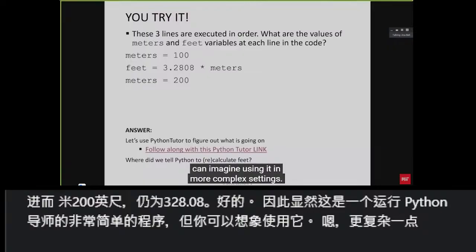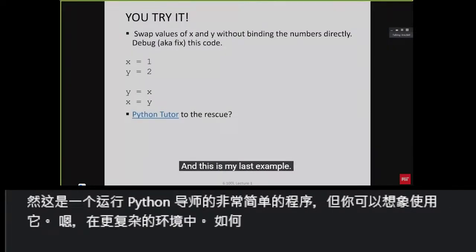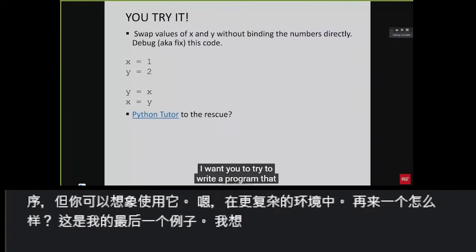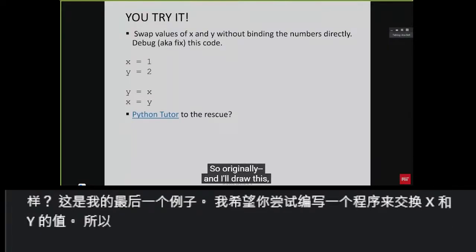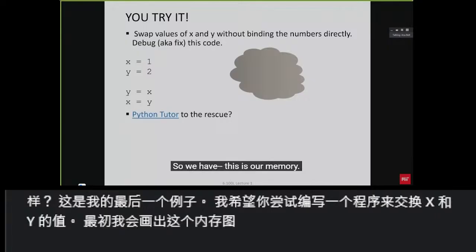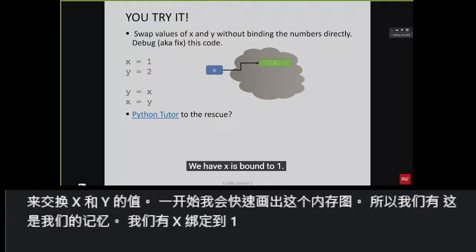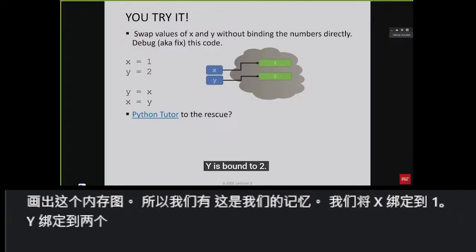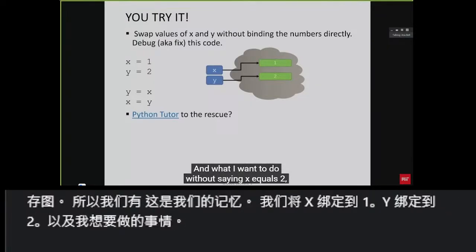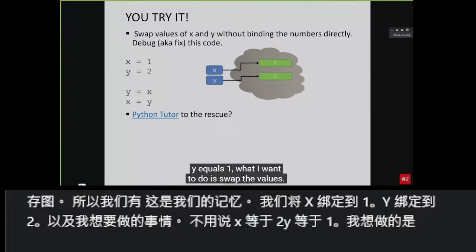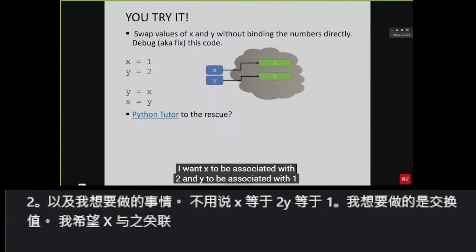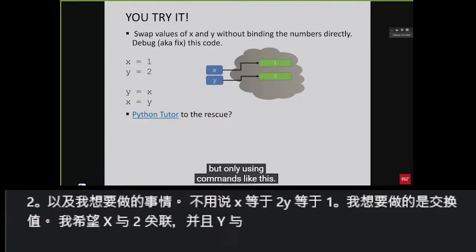How about one more? And this is my last example. I want you to try to write a program that swaps the values of x and y. So originally, and I'll draw the memory diagram real quick. This is our memory, we have x is bound to 1, y is bound to 2. And what I want to do, without saying x equals 2, y equals 1, is swap the values. I want x to be associated with 2 and y to be associated with 1, but only using commands like this.